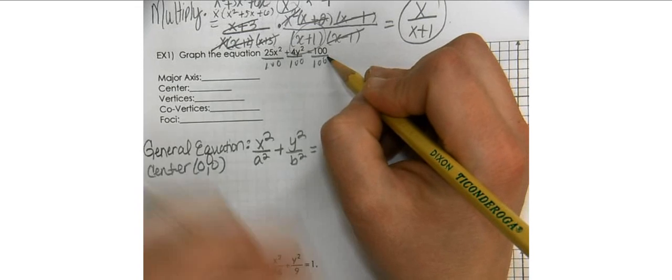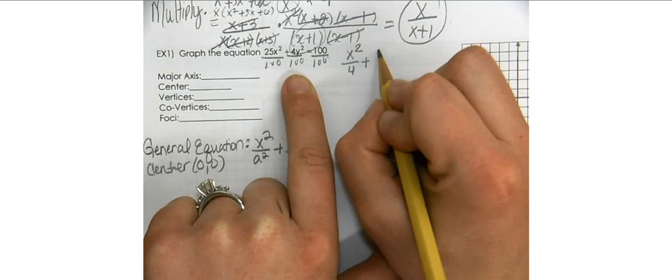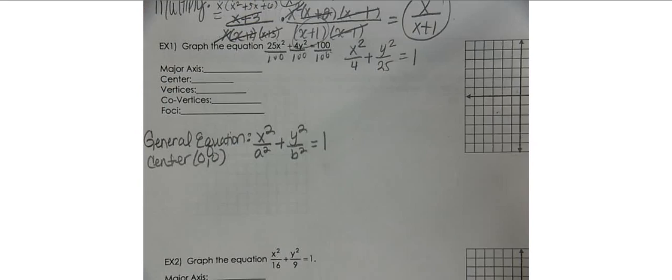But if you look at the equation that I gave you, unfortunately, this equation is not equal to 1, and it must be equal to 1. So what I'm going to do first is divide by 100 on each side, and that's going to make my equation now equal to 1. I know that 25 divided by 100 gives x squared over 4, plus 4 over 100 gives y squared over 25, and this is now equal to 1. So now this is written in the form that I want. Obviously in this case, the center is going to be 0, 0.